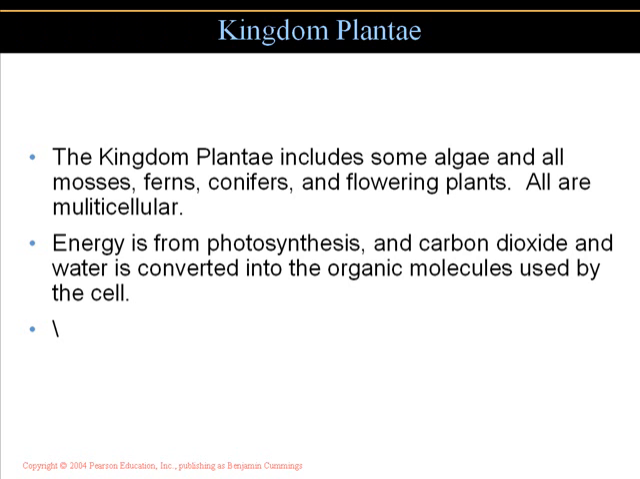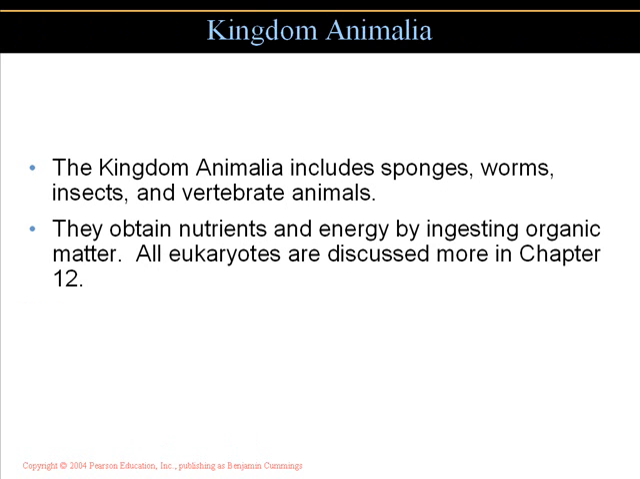Then energy from photosynthesis, with carbon dioxide and water, is converted into organic molecules as used by the cell. The process of photosynthesis we've talked about previously as one of the steps in metabolism for certain categories of microorganisms. Then Animalia basically includes sponges, worms, insects, vertebrates. And we'll talk in a lot more detail about each of these types of organisms.